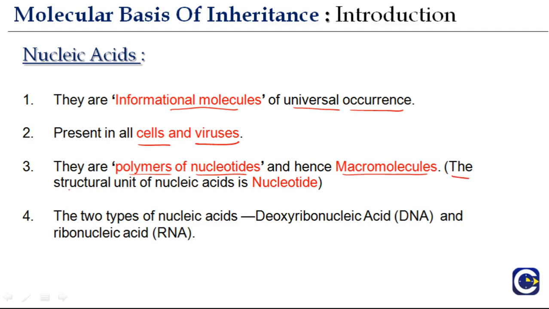The structural unit of nucleic acid is the nucleotide. Multiple nucleotides are combined together, and together they form a nucleic acid. The two types of nucleic acids are deoxyribonucleic acid or DNA and ribonucleic acid or RNA, and we must have heard about DNA and RNA multiple times. So nucleic acids are informational molecules present in cells and viruses, and the structural unit of nucleic acid is the nucleotide. A nucleic acid is a macromolecule that contains multiple nucleotides.